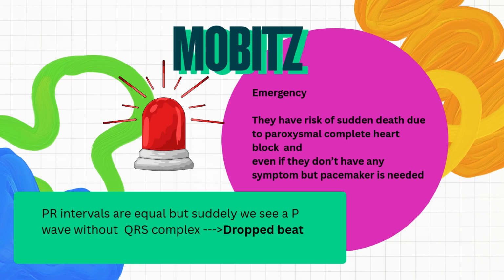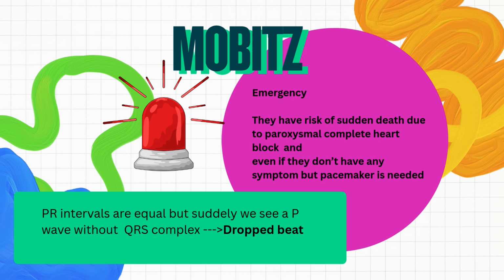Mobitz type 2 is called Mobitz for short. This is an emergency. They have a risk of sudden death due to paroxysmal complete heart block. Even if they are totally healthy, we discover it accidentally, and they are symptomless, they still need a pacemaker.